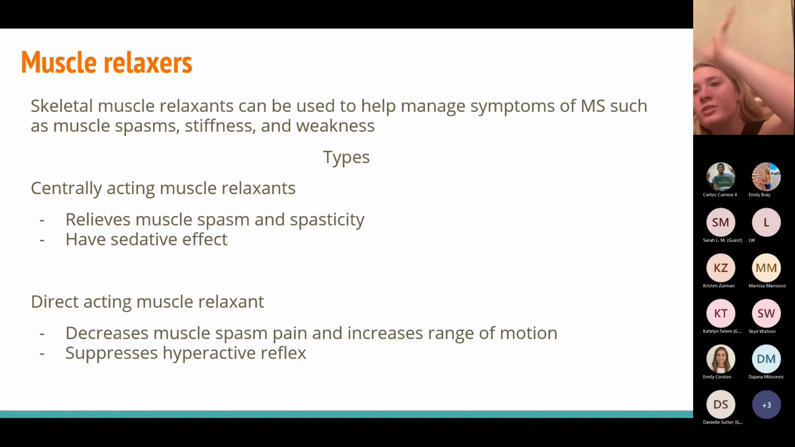Muscle relaxers, multiple different types of muscle relaxers, because again, with MS, we have that contraction and then that looseness. We have stiffness, rigidity, and then like no control and weakness. So we give them some muscle relaxants just to help with the spasms, okay?